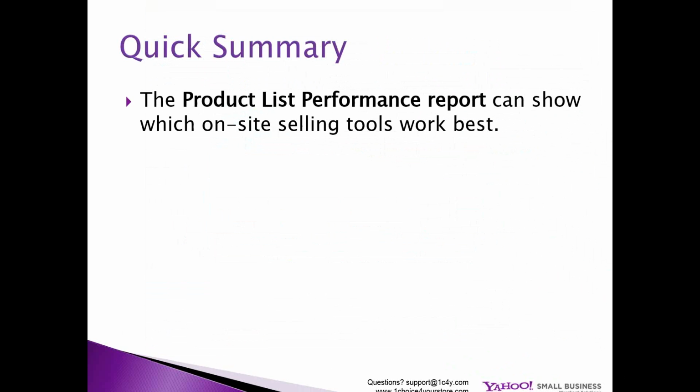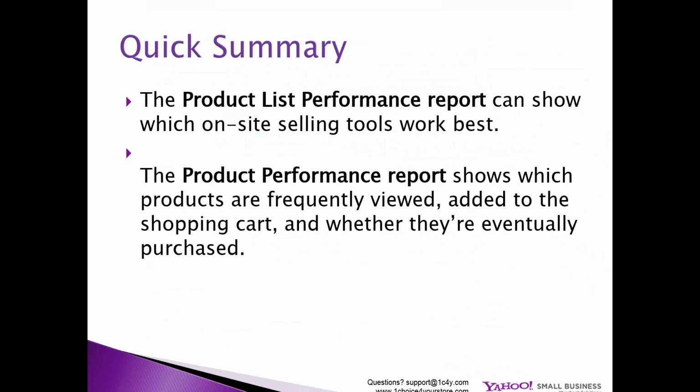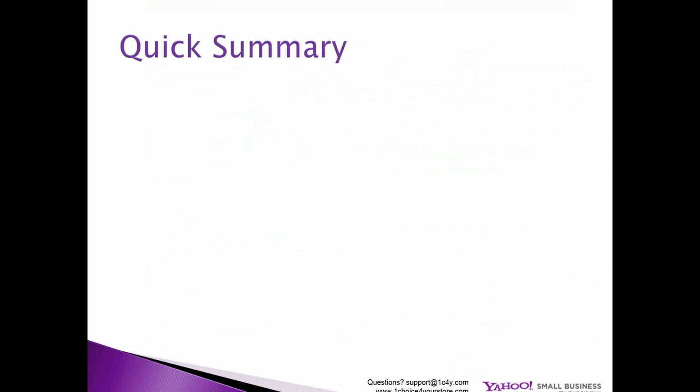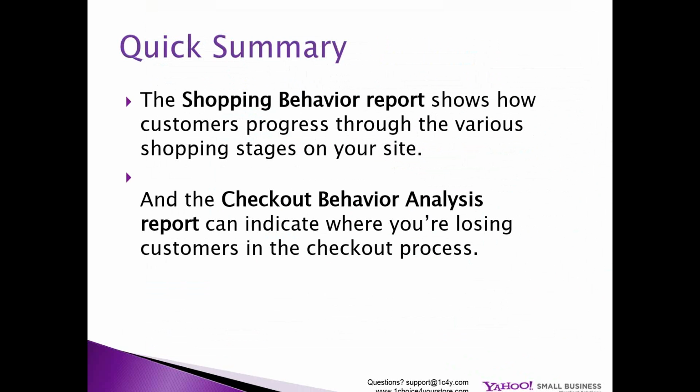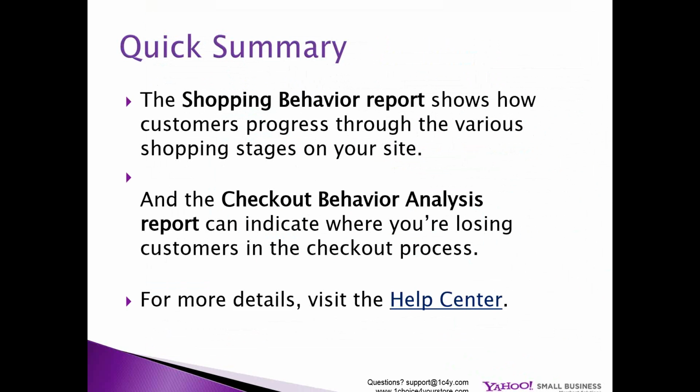The product list performance report can show which on-site selling tools work best, where the product performance report shows which products are frequently viewed, added to the shopping cart, and whether they're eventually purchased. The shopping behavior report shows how customers progress through the various shopping stages, and the checkout behavior analysis report can indicate where you're losing customers in the checkout process. And of course, for more information, you can always check out the Help Center.